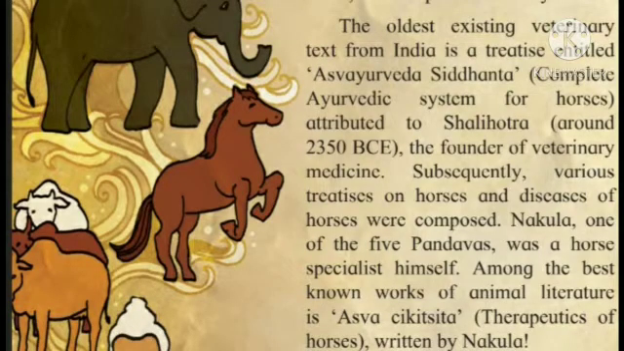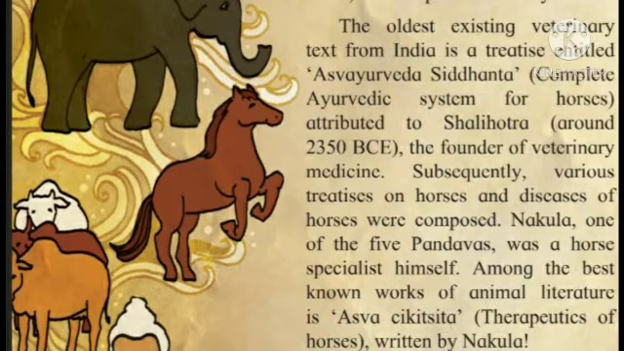Now, what is meant by treatise? Treatise means a written work dealing formally and systematically with a subject, or a long, serious piece of writing on a particular subject. So, this text from India is a treatise entitled Ashwaveda Siddhanta, Complete Ayurvedic System for Horses.